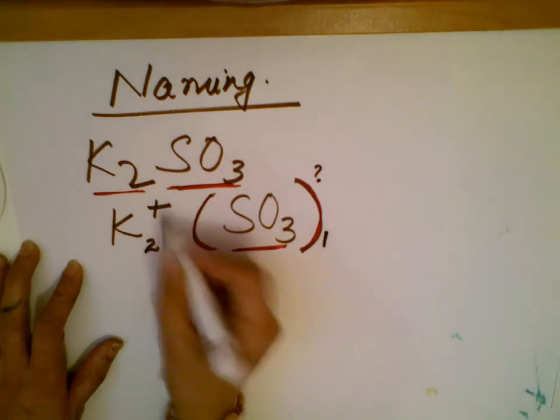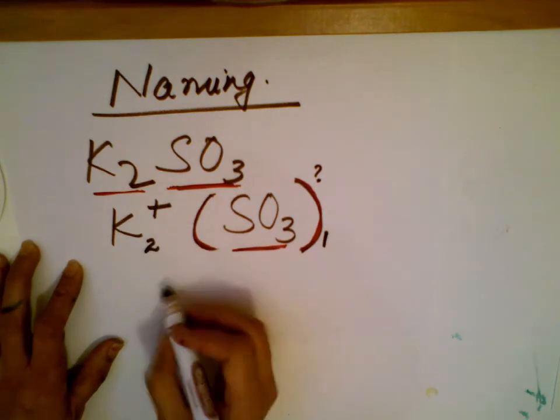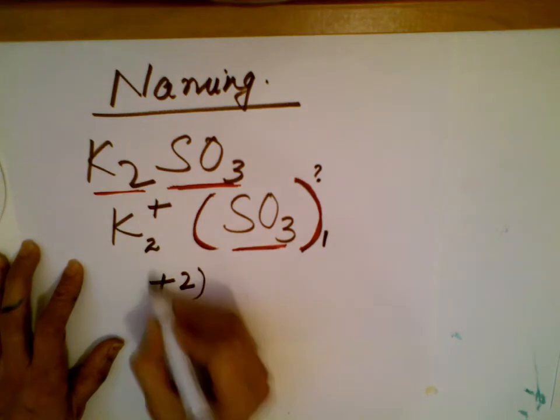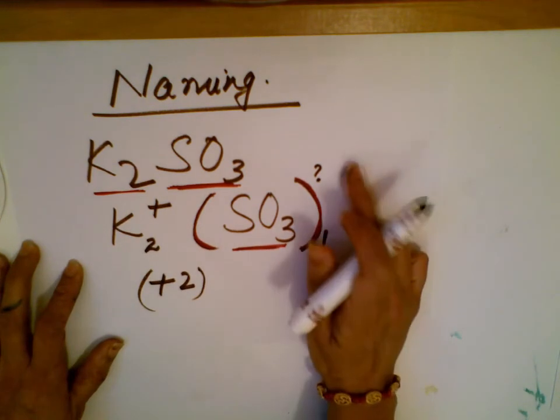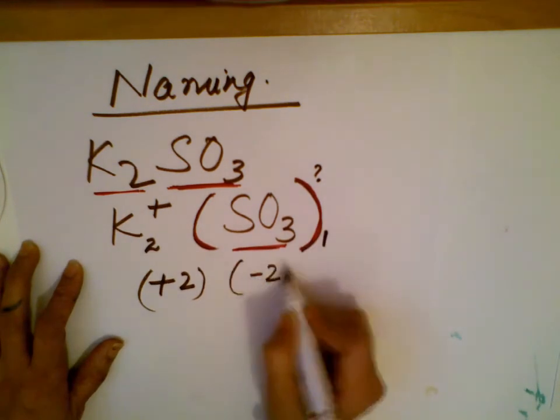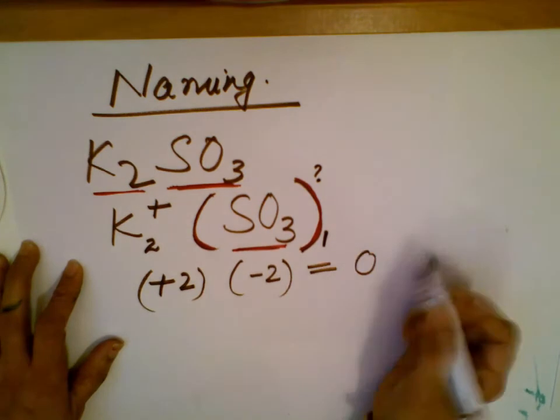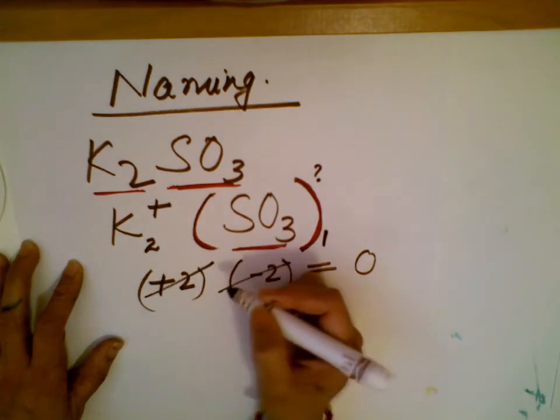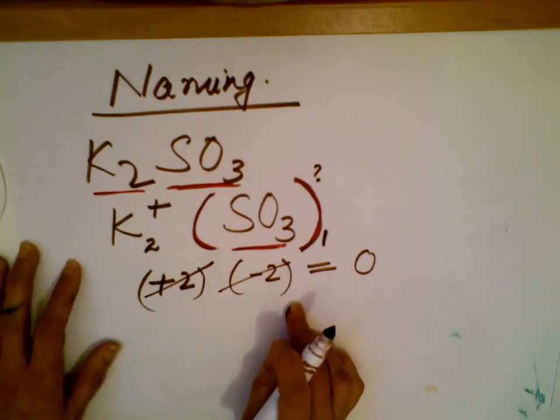So here 2 times 1. Okay, you have positive 2 here. So what should this one be? This has to be negative 2 in order to make it a neutral charge. Now you're going to use the valency chart.